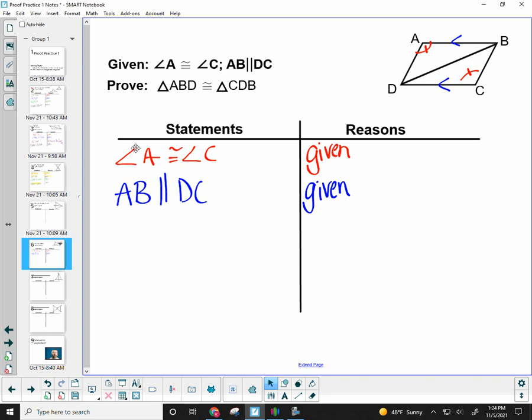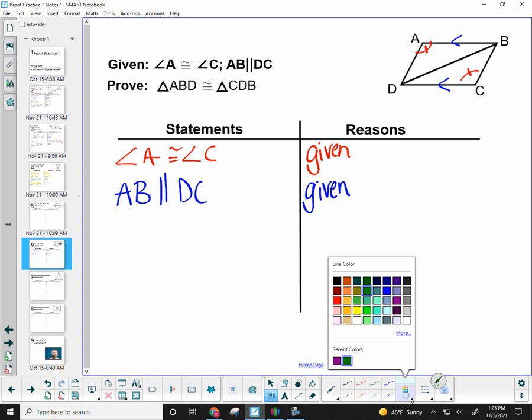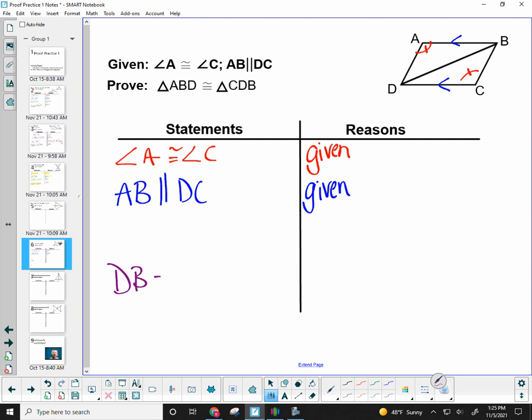DB is congruent to DB. Okay, I'm going to leave a little space for today. It truly doesn't matter, but I will leave a little space here. So DB is congruent to DB. Why is it congruent to itself? That's the reflexive property, or same segment. All right, so there are 2 congruency statements. We need a third.